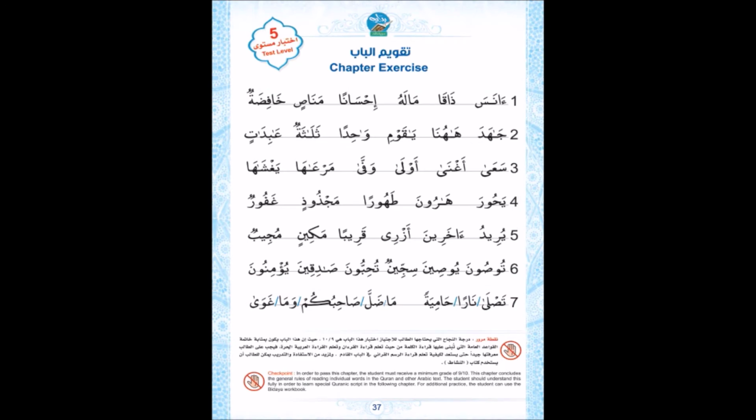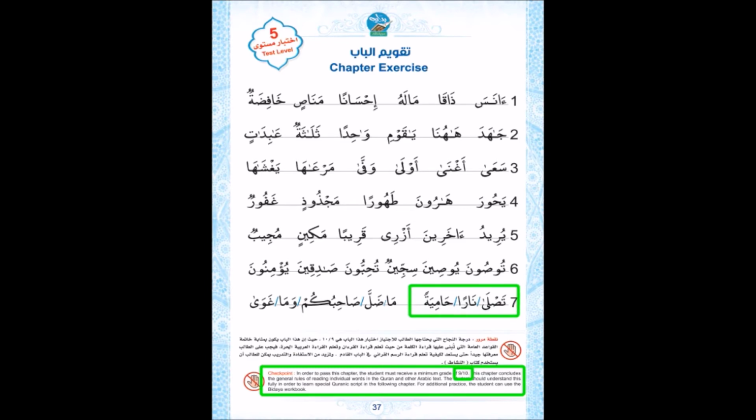And we want to refer to the bottom of this page for the checkpoint, which is the minimum score for this test. It's 9 out of 10. So basically the student should be able to identify and pronounce all of the rules we've learned thus far, shown in lines 1 through 7, from the most simple ones like fatha, dhamma, kasra, to the more complicated sukun, shadda, and finally the verses from the Quran.